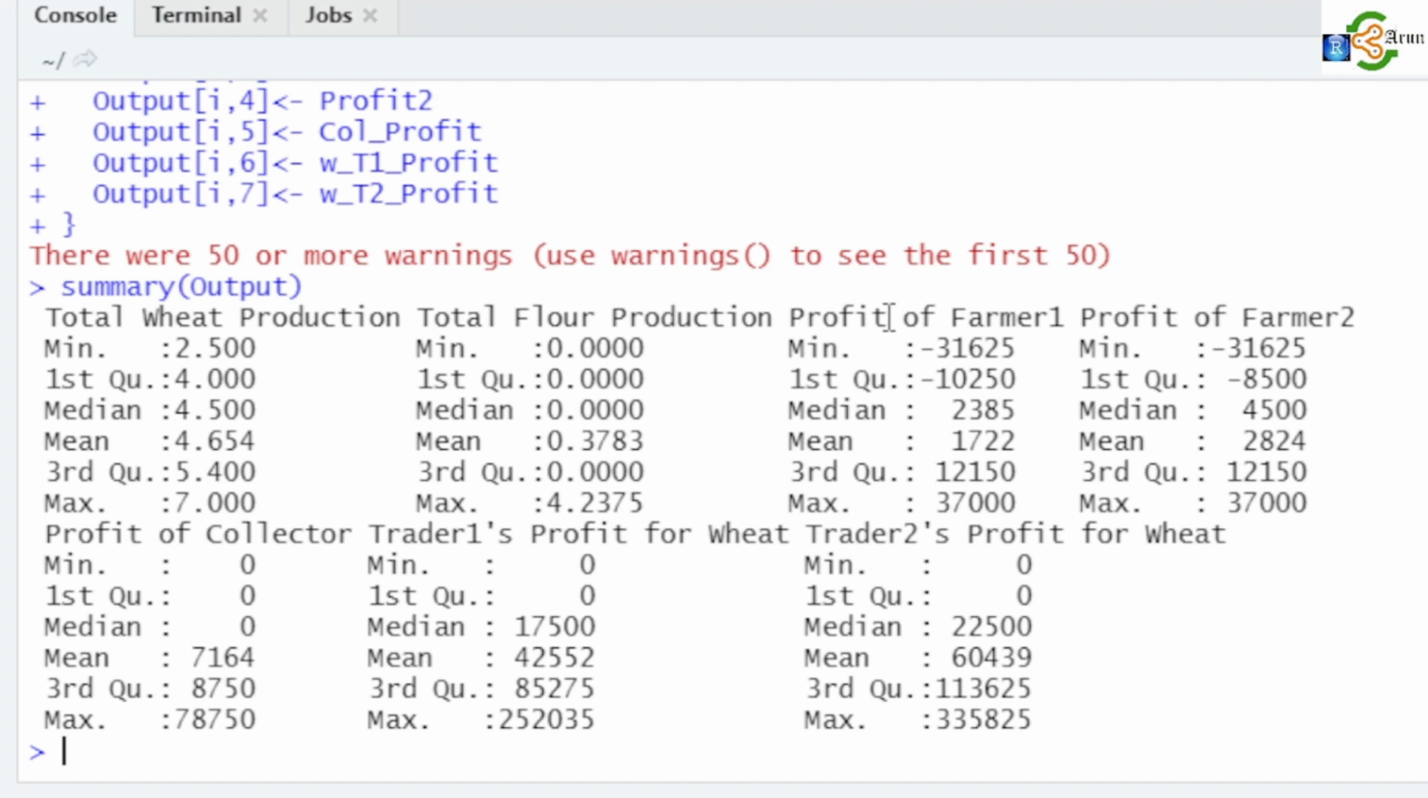Okay, what about the profit of trader one? Let's take the average, that's the mean value, is 42,000, but at maximum, how much he can earn is 252,000 rupees from this business. Okay, and about trader two, it sometimes might be zero because no one is selling to him or her. At maximum, it is 335,000 rupees, and on an average, see 60,025 rupees profit.